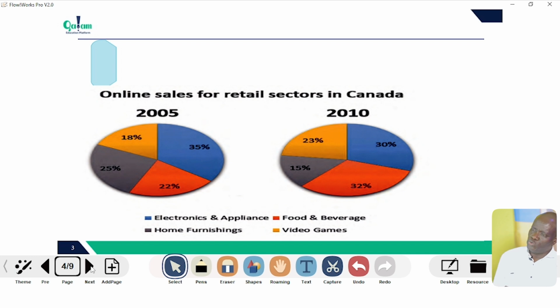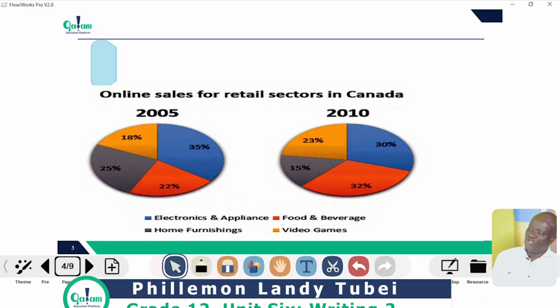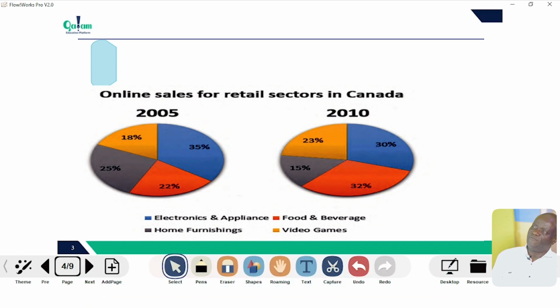Now, when you come to food and beverage, in 2005, they sold 22%. But when it comes to 2010, they sold 32%. So you can see there is an increase of 10% from 2005 to 2010, while there was a decrease of 5% in electronics and appliances from 2005 into 2010.